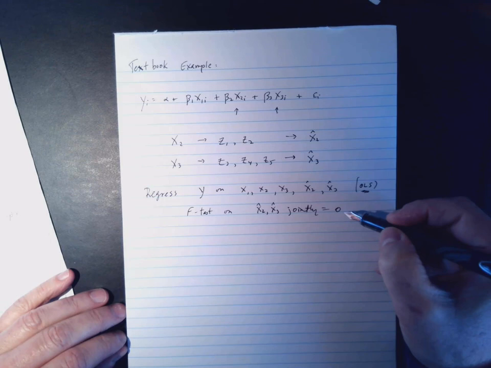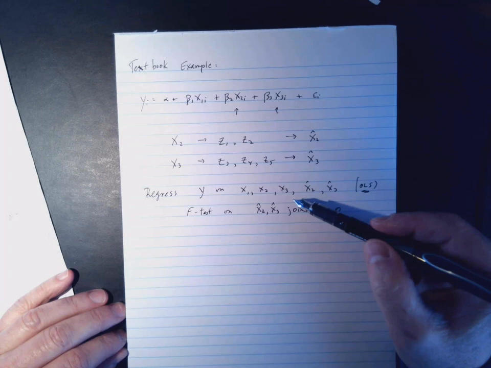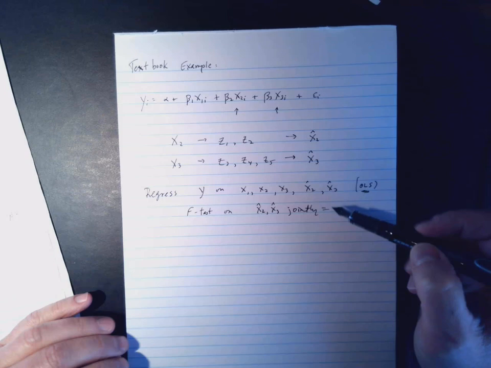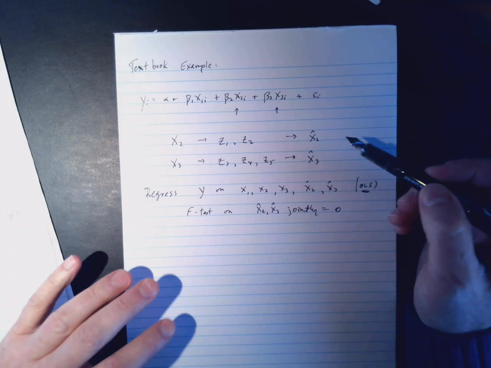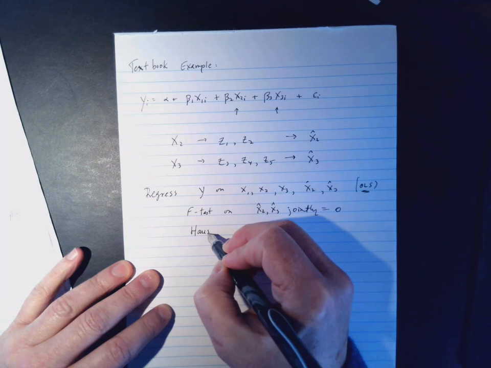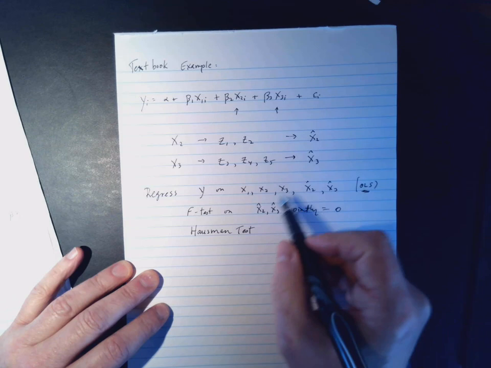And if you can't reject that, then that means you can't reject the null hypothesis. The null hypothesis here is that you don't have an endogeneity bias problem, where you don't need to use an instrumental variables estimator. So that, again, is the Hausman test. And that's how you do it if you're going to do it mechanically.